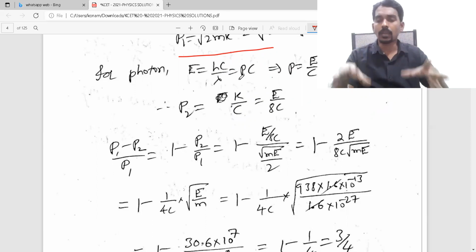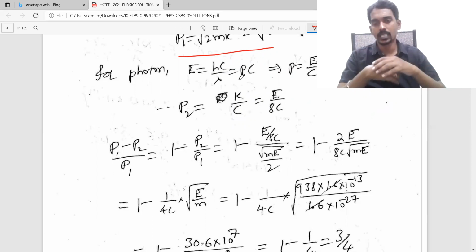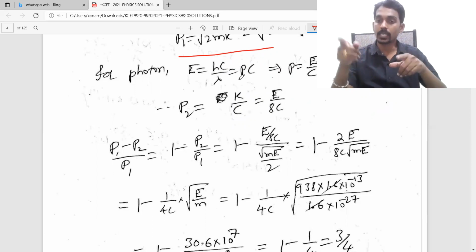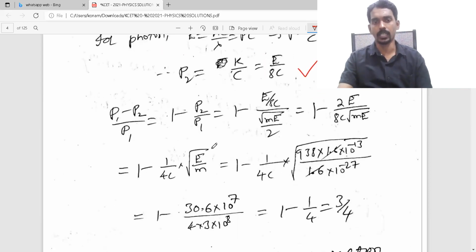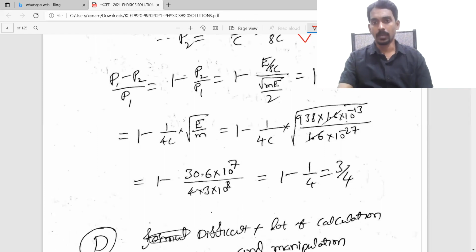So these are all formulas, but two formulas we are combining: kinetic energy of proton and energy of photon. So we got the equation for each photon separately. Then we substituted in this. But here the calculation part is there again. The concept is there, and you need to manipulate the equation. The application part is there, as well as you need to do the calculation also.